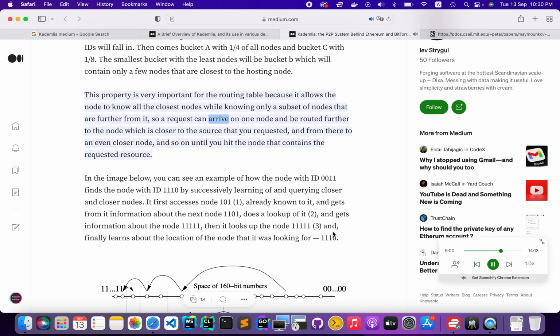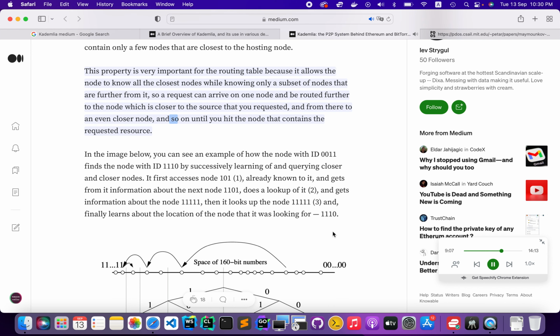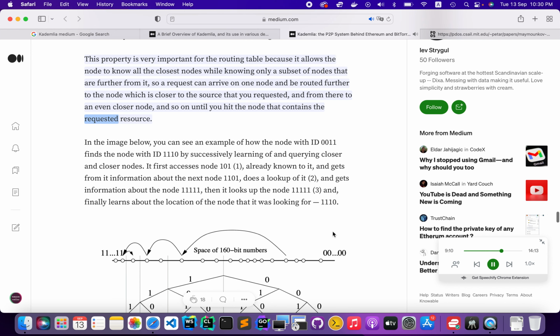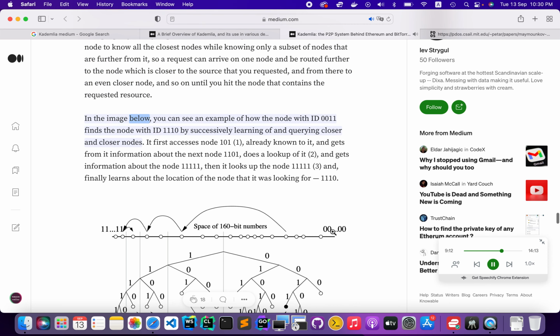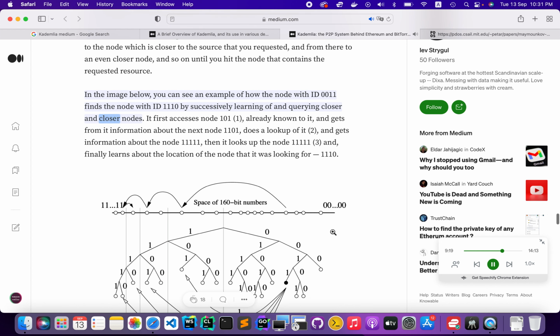So a request can arrive on one node and be routed further to the node which is closer to the source that you requested, and from there to an even closer node, and so on until you hit the node that contains the requested resource. In the image below, you can see an example of how the node with ID 0011 finds the node with ID 1110 by successively learning of and querying closer and closer nodes.